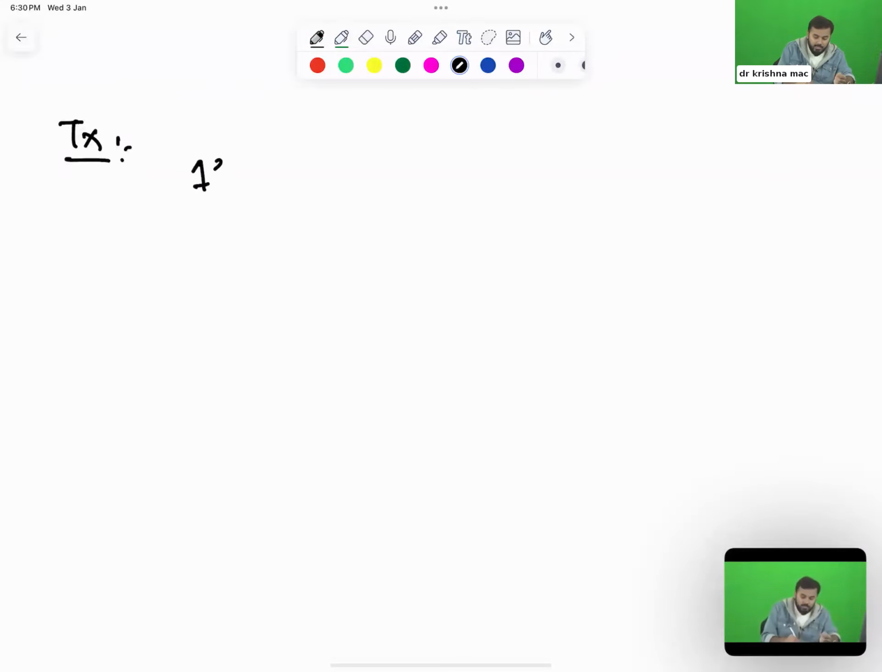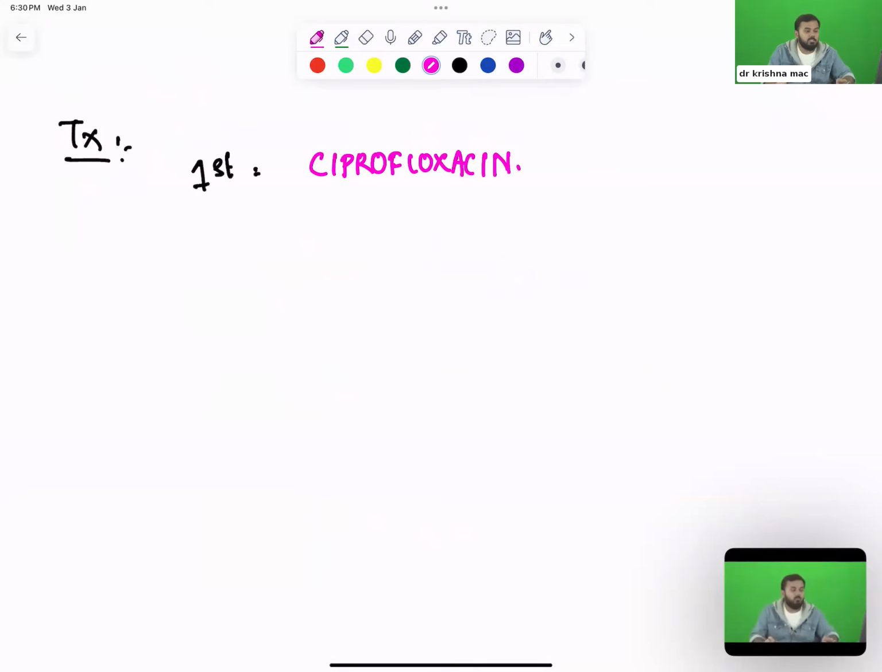What is the first line drug which you give? The first line drug is ciprofloxacin. What is ciprofloxacin? Anyone? Ciprofloxacin is your fluoroquinolones. Okay. Don't remember the classes now. Only in the pharmacology you'll be taught anyways. Okay. So ciprofloxacin.